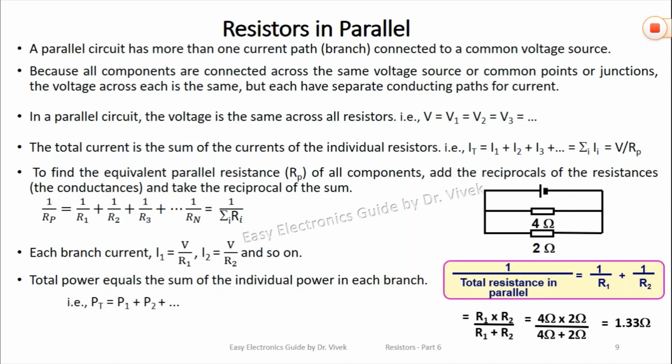In parallel, the voltage across each component is the same. The total current is the sum of the currents of individual components. The equivalent parallel resistance is the reciprocal of the sum of the reciprocals of all the resistances. Total power is equal to the sum of the individual powers in each branch.